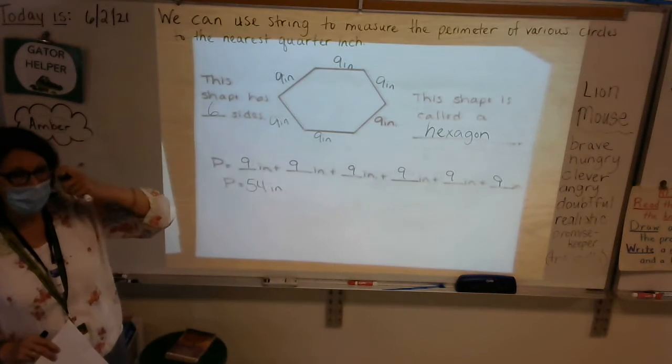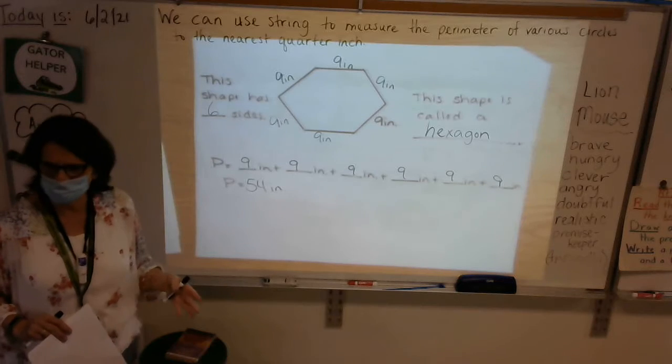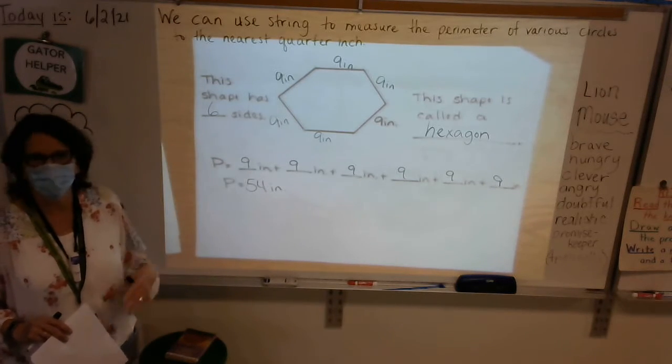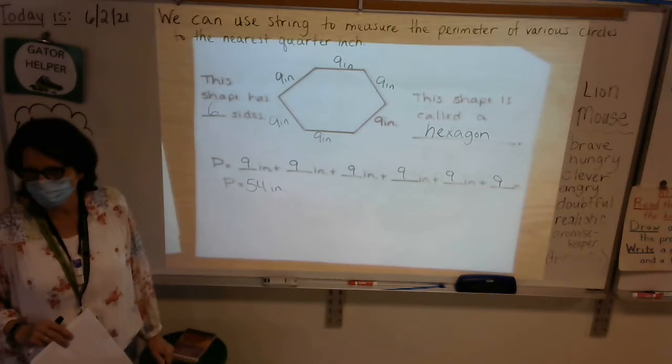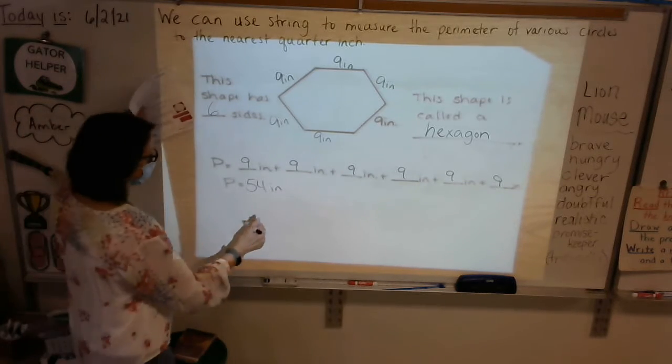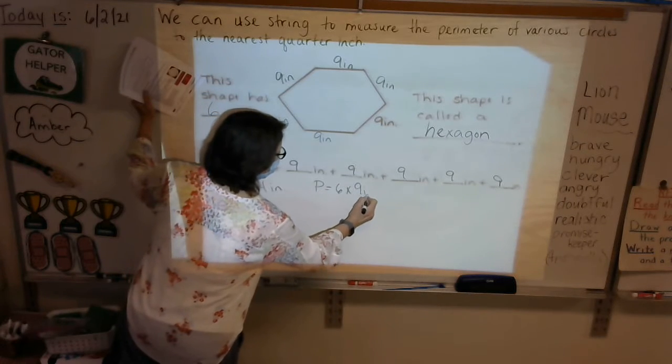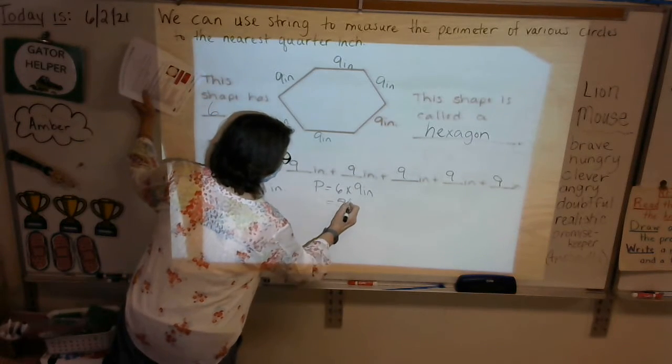Okay. What other number sentence could we write? Because when we get to a lot of sides, I get kind of impatient with the process of writing all those side lengths. What other number sentence could we write? Amber? 9 times 6. Very good. We could write P equals 6 times 9 inches, which also would give us 54 inches.